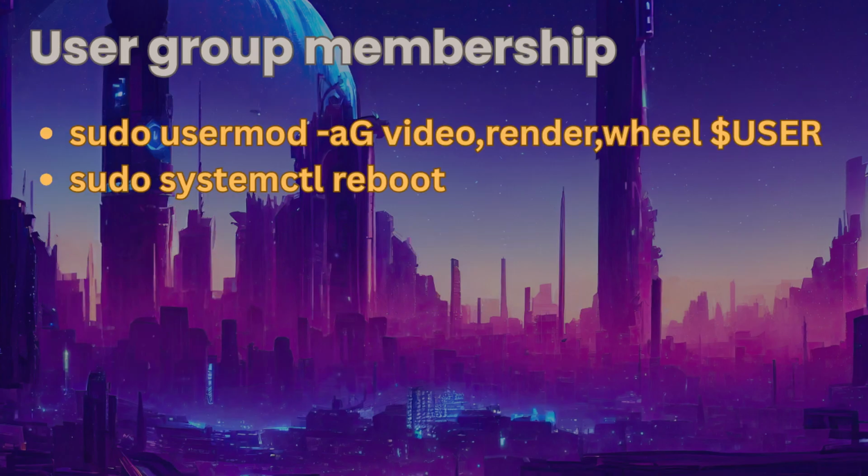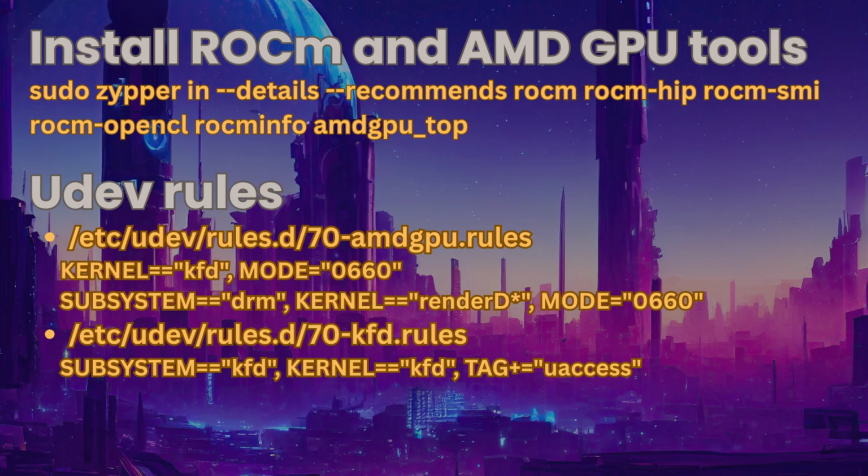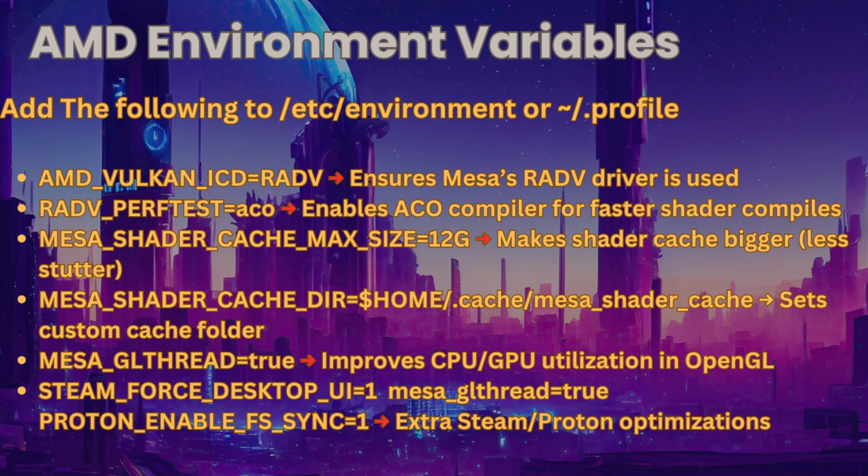We also add the same video and render groups for permissions. Create two small udev rules to make sure /dev/kfd and the render nodes are accessible. Then we reboot. For AMD environment variables, these are very useful for Vulkan and Proton.